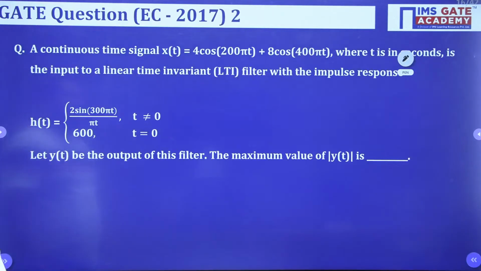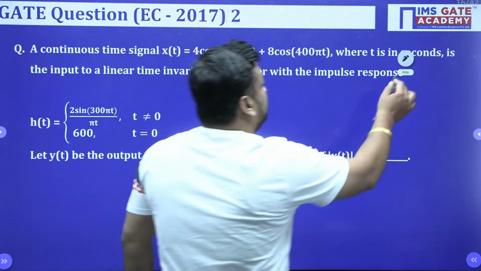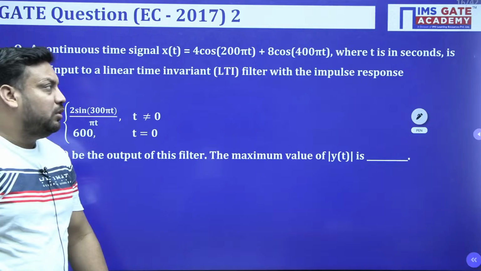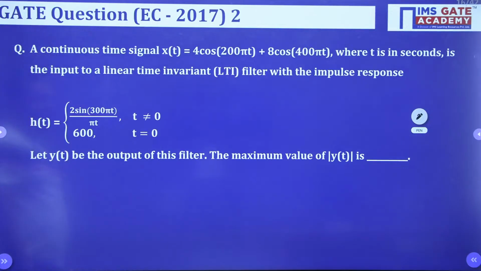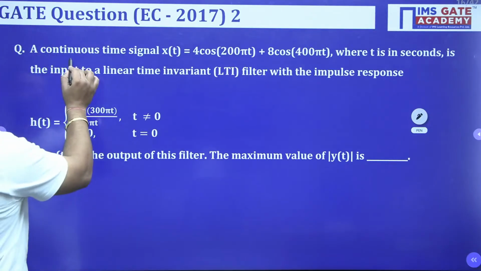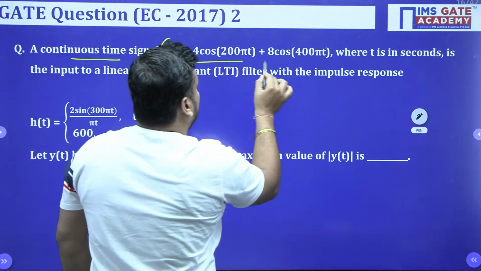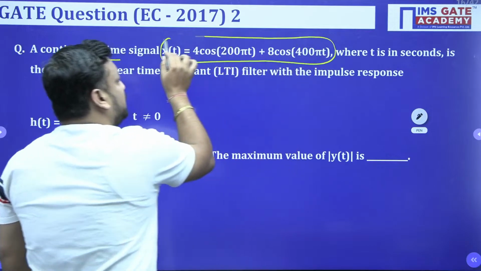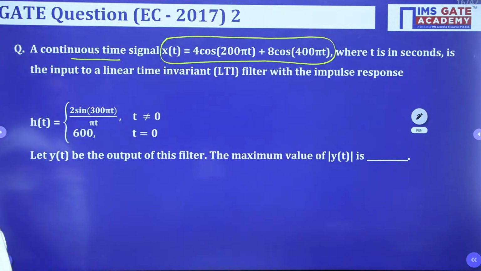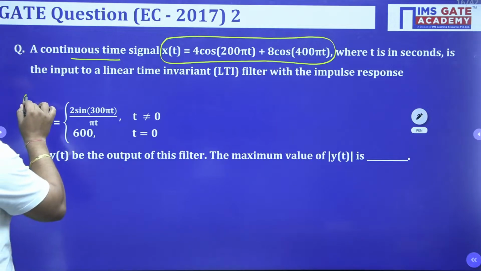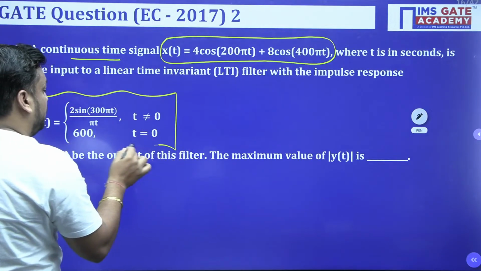So, in today's class we are going to start with this electronics and communication 2017 GATE problem. A continuous time signal x(t) is equal to 4 cos 200 pi t plus 8 cos 400 pi t, where t is in seconds. An LTI system with the impulse response h(t) filters it. So, students, you have to identify whether it is working as a low pass filter or which filter.